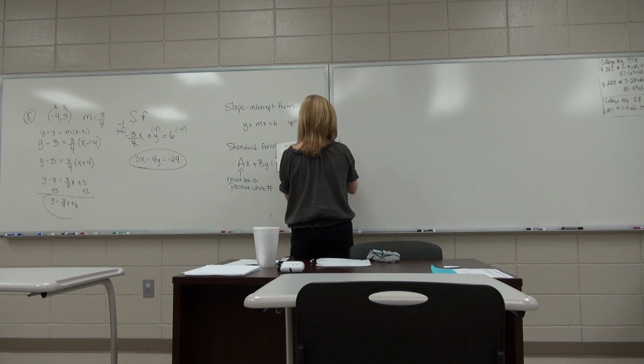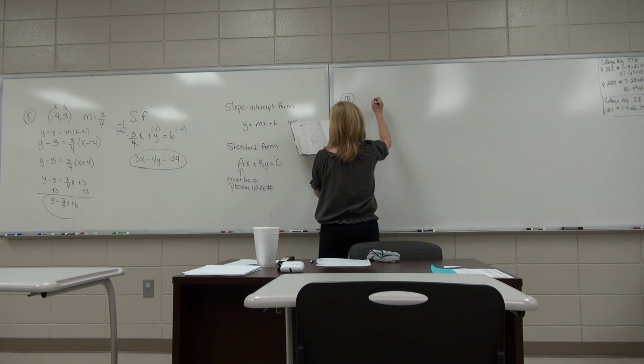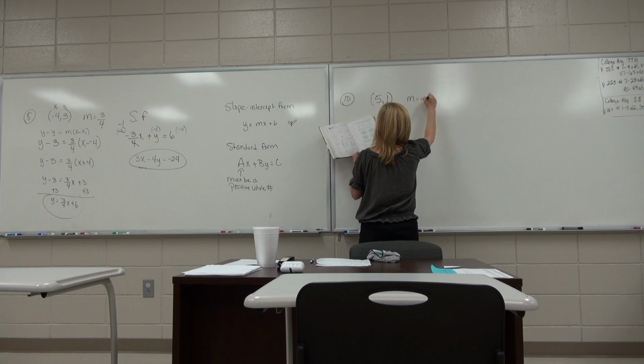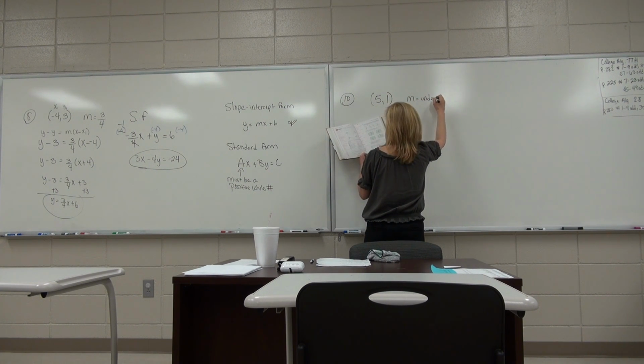Let's look at another. Look at number 10. On number 10, this is going to be the easiest one. You're told to write the equation of the line that passes through the point (5, 1), and this time my slope is undefined.